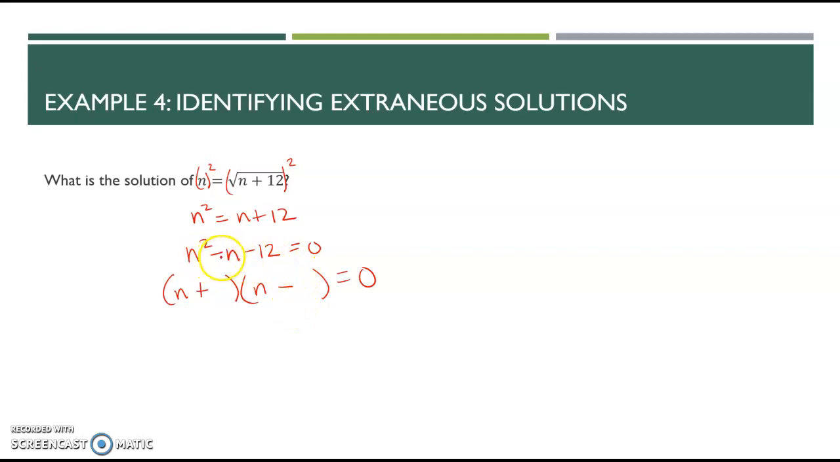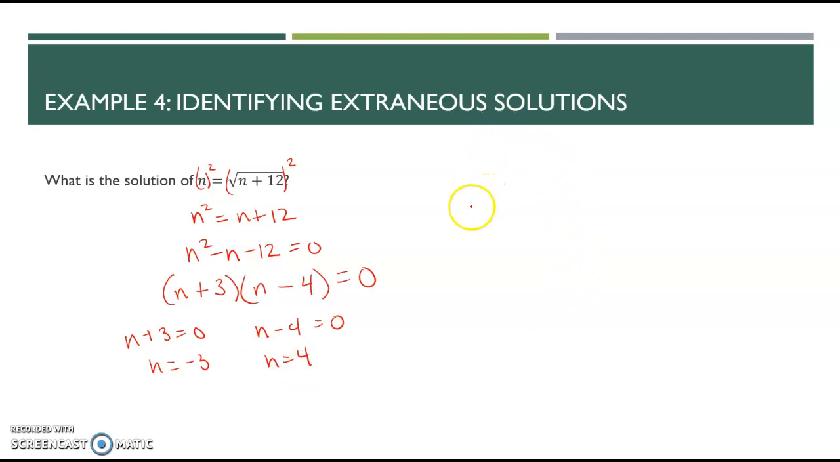And then when I look at my numbers, I know that my bigger sign has to be negative because my b variable is negative. So I need to know what multiplies to 12 and subtracts to 1. And the answer is 3 and 4. And the 4 has to be negative because negative 4 plus 3 would give us a negative 1. So now that I have this, now I can set these equal to 0 and solve. So here I would have that n is negative 3 and n is 4. So those are my apparent solutions.